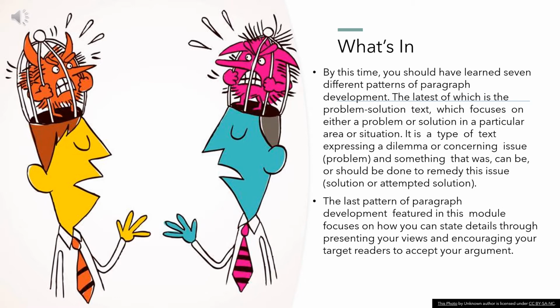What's in? By this time, you should have learned 7 different patterns of paragraph development, the latest of which is the problem solution text, which focuses on either a problem or solution in a particular area or situation. It is a type of text expressing a dilemma or concerning issue, problem, and something that was, can be, or should be done to remedy this issue, solution, or attempted solution. The last pattern of paragraph development featured in this module focuses on how you can state details through presenting your views and encouraging your target readers to accept your argument.